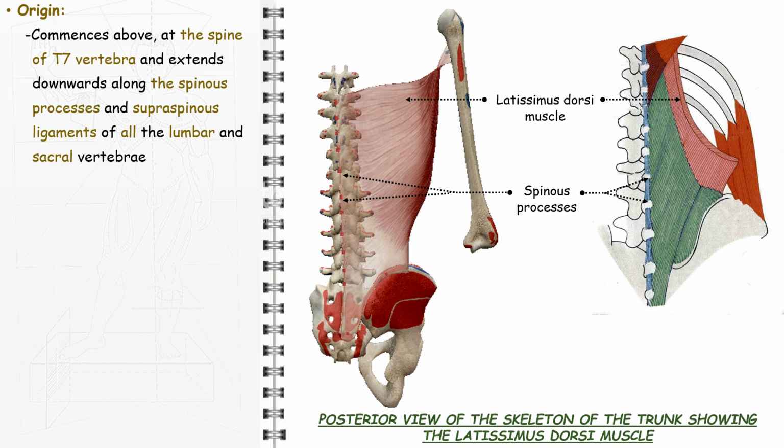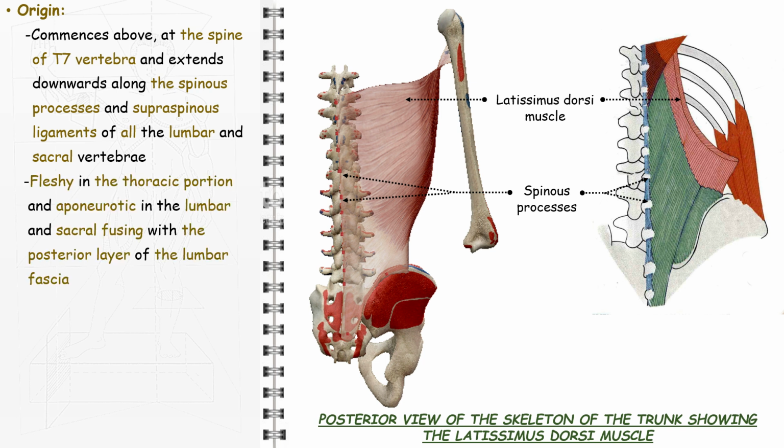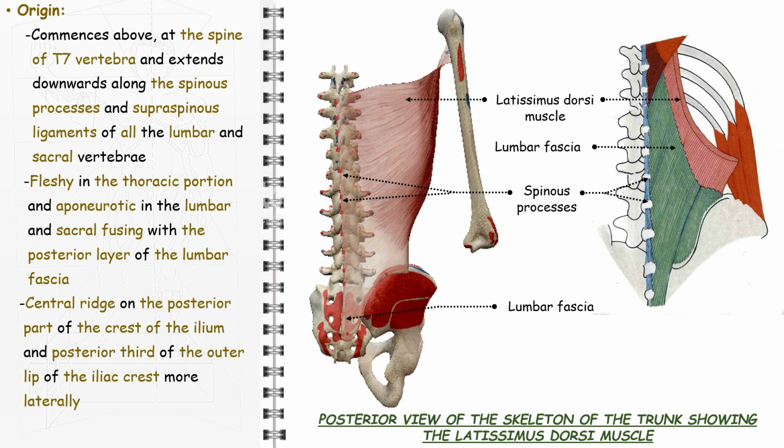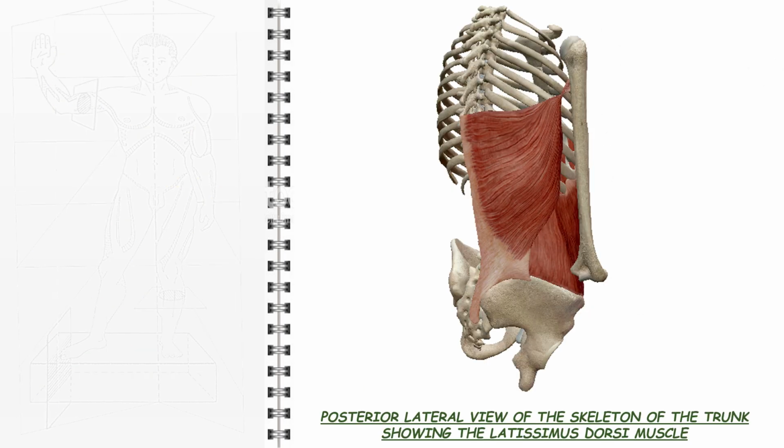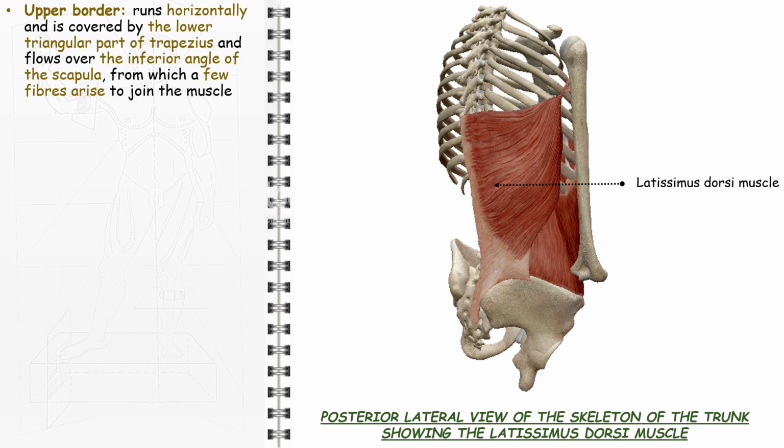The muscle is fleshy in the thoracic portion and aponeurotic in the lumbar and sacral portions, fusing with the posterior layer of the lumbar fascia attached to the central ridge on the posterior part of the crest of the ilium and posterior third of the outer lip of the iliac crest more laterally. Its upper border runs horizontally and is covered by the lower triangular part of trapezius and flows over the inferior angle of the scapula, from which a few fibers arise to join the muscle.